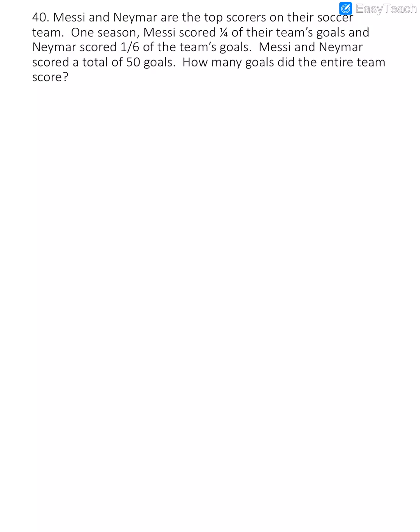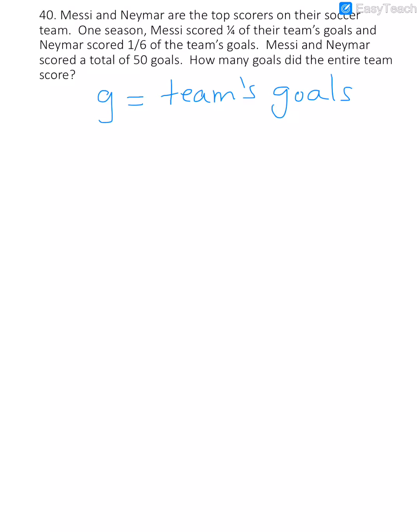So we first want to figure out what variable we're going to use. You can use basically whatever you want. I'm going to say G, and that's going to equal the team's goals. We're trying to find out how many goals the entire team scored. So we're going to write both of the quantities we know in terms of this new variable G. So Messi scored 1/4 of the team's goals, so 1/4 times G. And Neymar scored 1/6 times G.